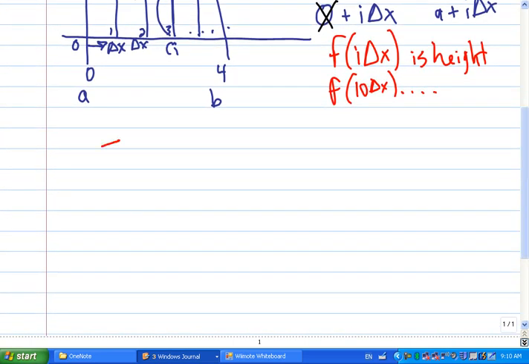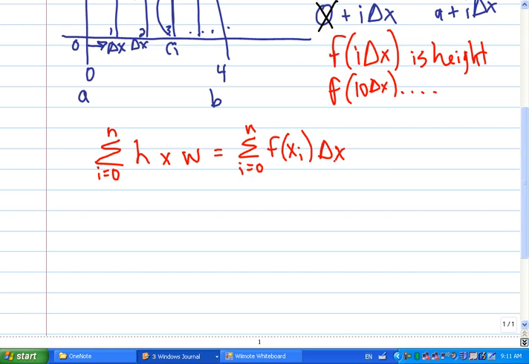Okay. It's going to be the sum, and I'll just write this down again to keep it in perspective what we're doing. It's the height times the width. We start at i equals 0, and we're going to have n rectangles. So this is going to be the sum of all my pieces, the sum from i equals 0 to n of f of xi times delta x. Where this is, for us, we're using the left side, and this we're using the width.